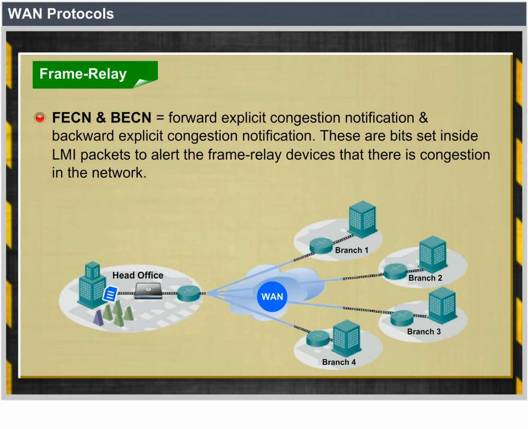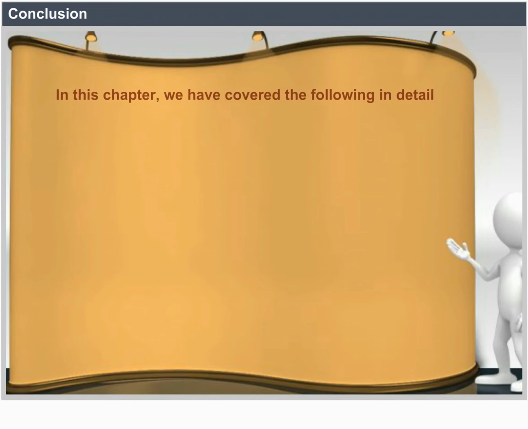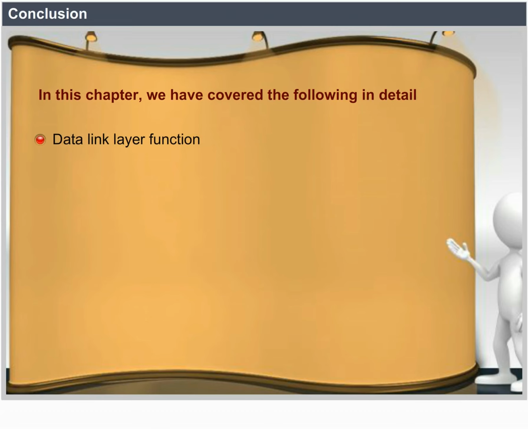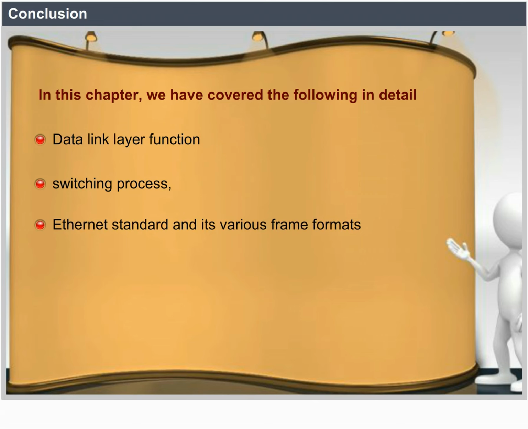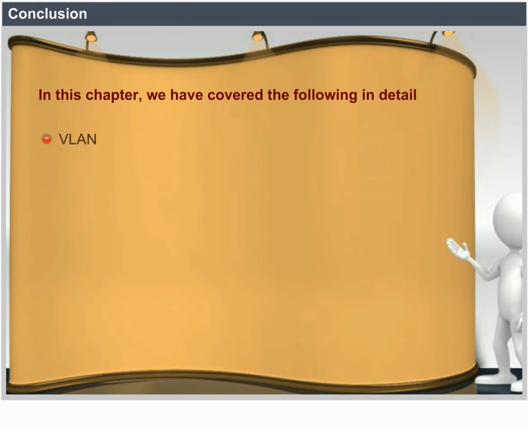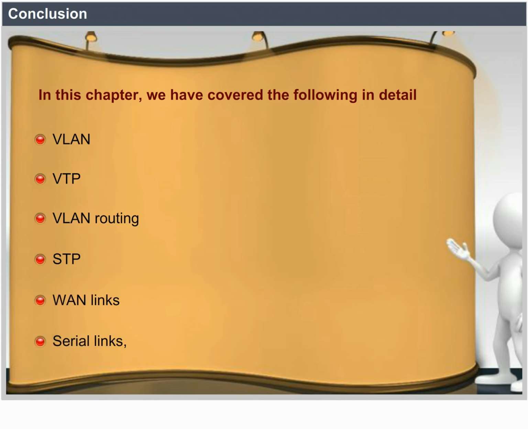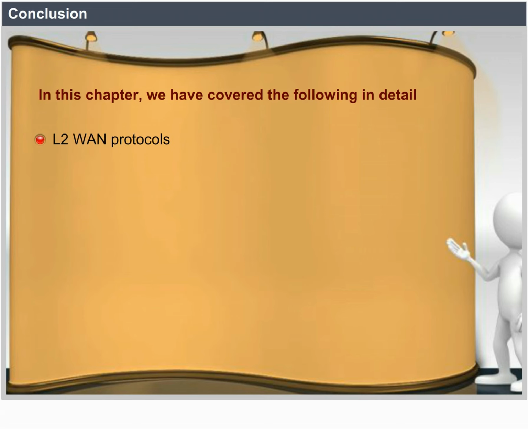Conclusion. In this chapter, we have covered the following in detail: data link layer function, switching process, Ethernet standard and its various frame formats, CAM table, hardware addresses or physical addresses, DTP, VLAN, VTP, VLAN routing, STP, WAN links, serial links, L2 WAN protocols, PPP, PPP authentication protocols like PAP and CHAP, frame relay, and the standard HDLC protocol.